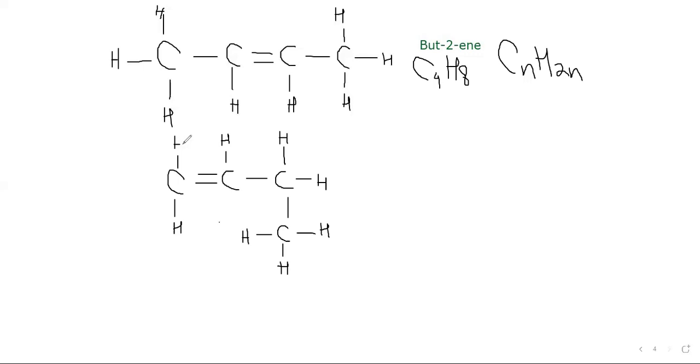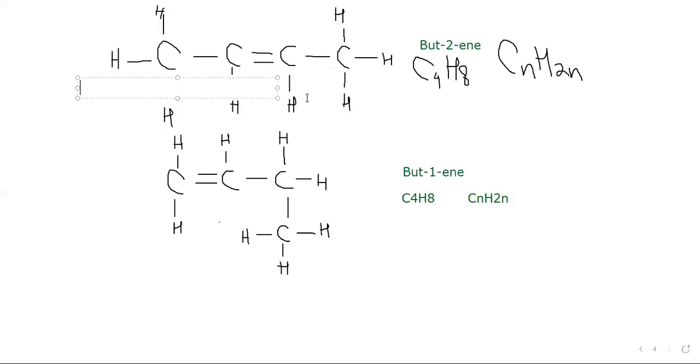Name this molecule. This one is but-1-ene. Very nice, you identified it. Again, you can see the molecular formula is the same, C4H8, and it is obeying the general formula CnH2n. So no problem at all. You are able to name the alkenes accordingly, right? That's right.